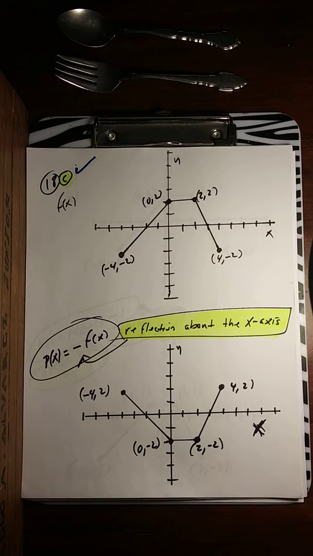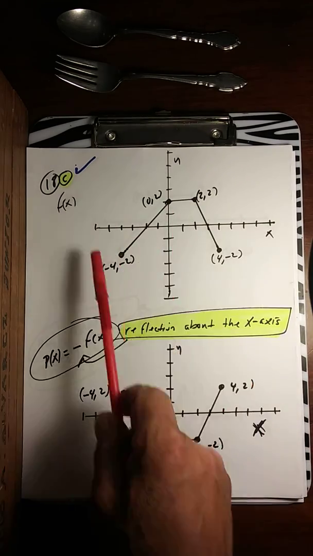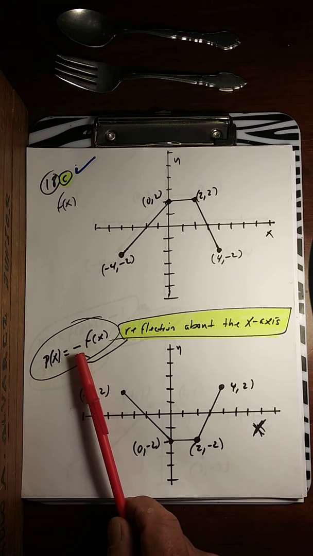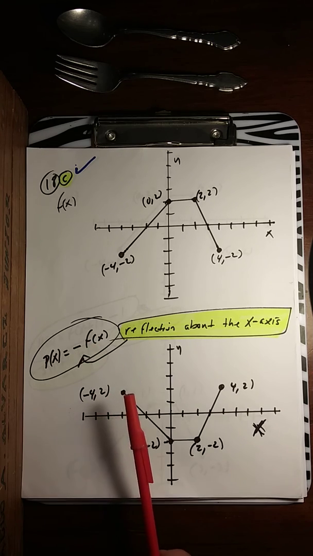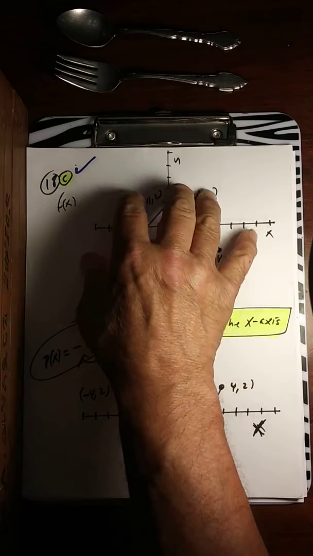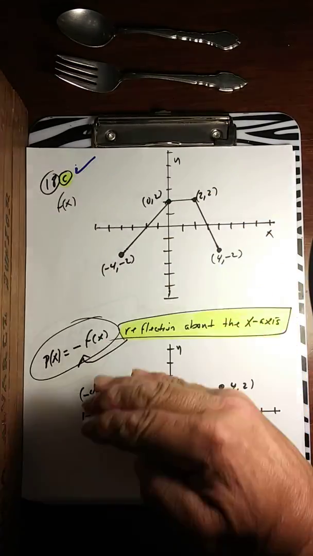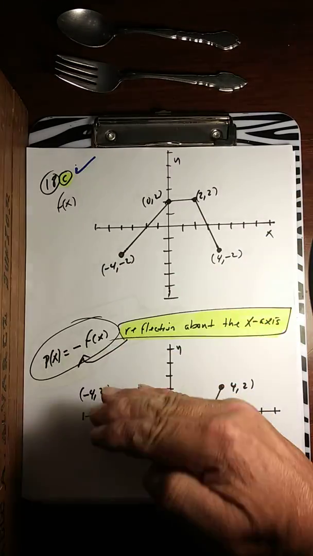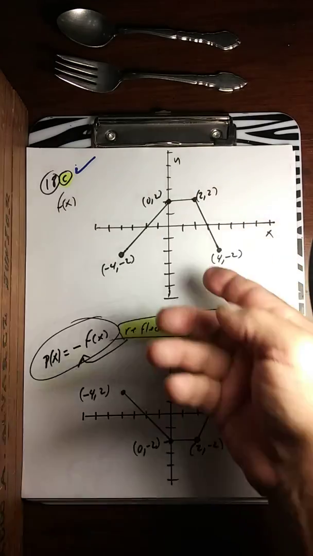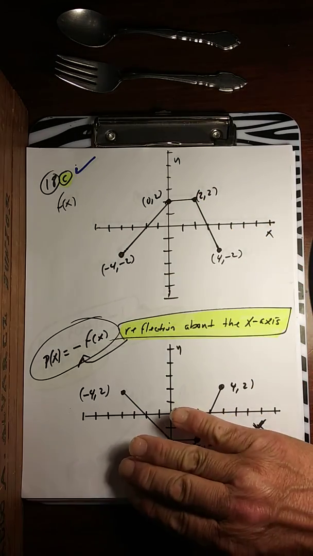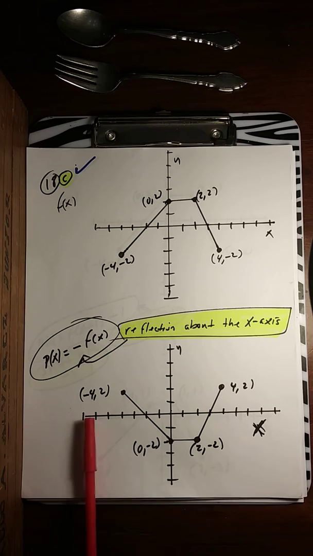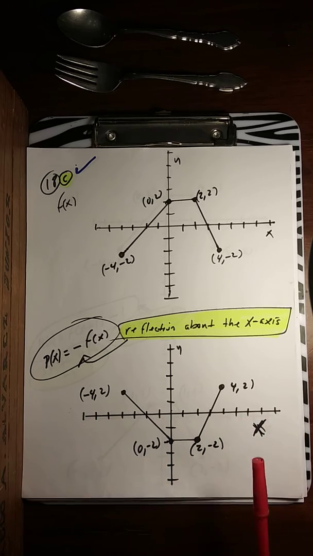This one. Here's the original problem. P of x equals negative f of x. So that's going to be a reflection about the x-axis. In other words, here's the graph. It's going to flip upside down and go right here. See it right here? This right here is going to go right there. So it's going to reflect about the x-axis.